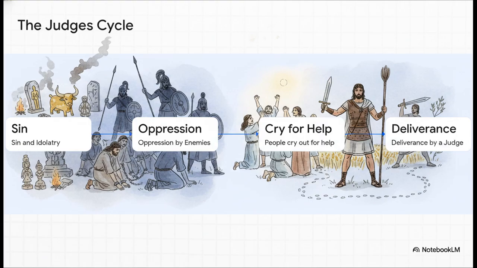Step 1, the Israelites fall into sin and idolatry, instantly breaking that very first commandment. Step 2, as a result, they're oppressed by foreign enemies, kings like Cushan-Rishathaim. Step 3, under this crushing oppression, they finally cry out for help. And Step 4, a judge or deliverer, like Othniel or Ehud, is raised up to save them. The land gets peace, everything is great, and then they go right back to Step 1.